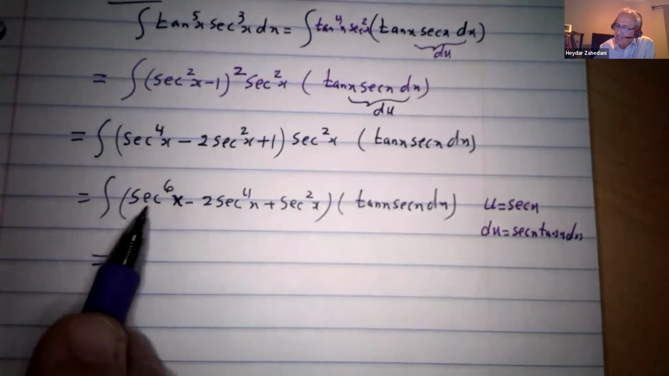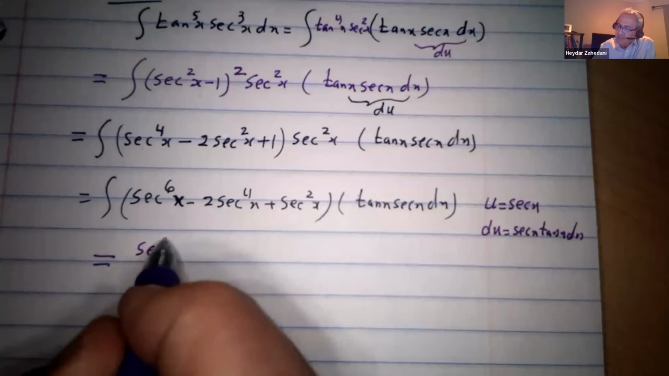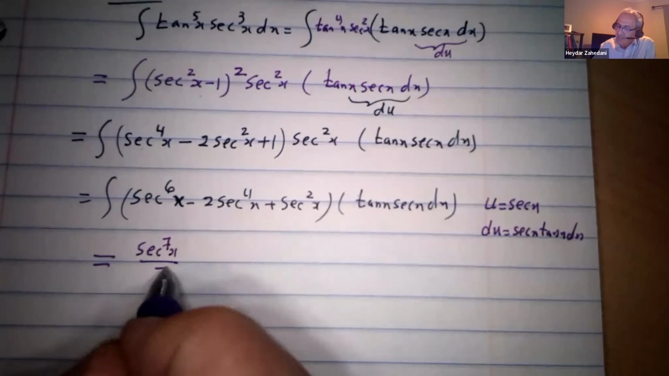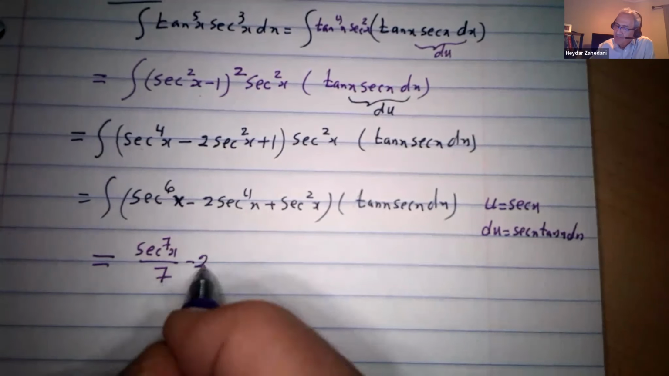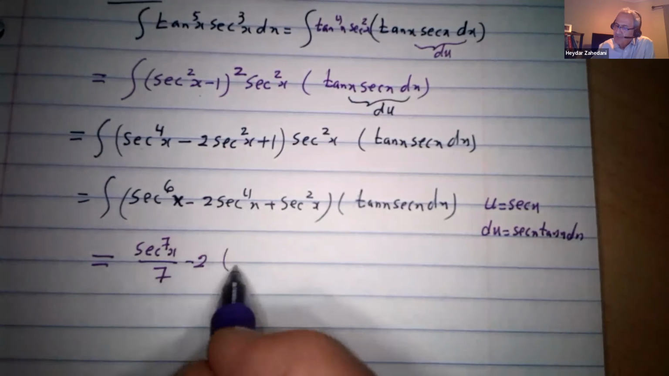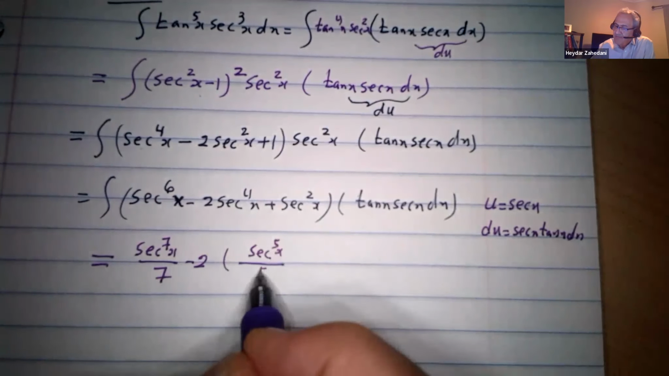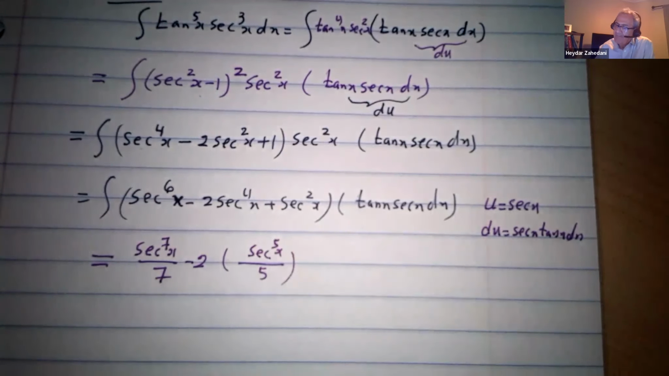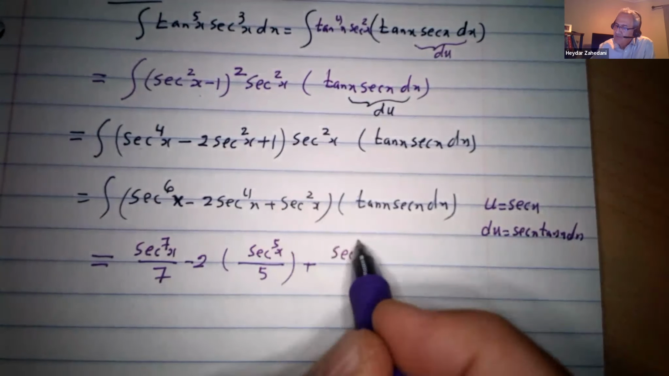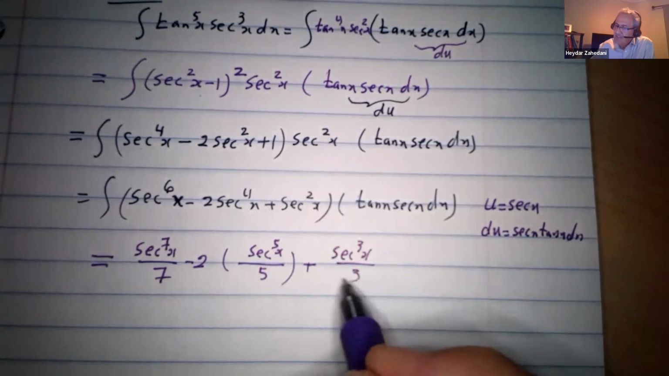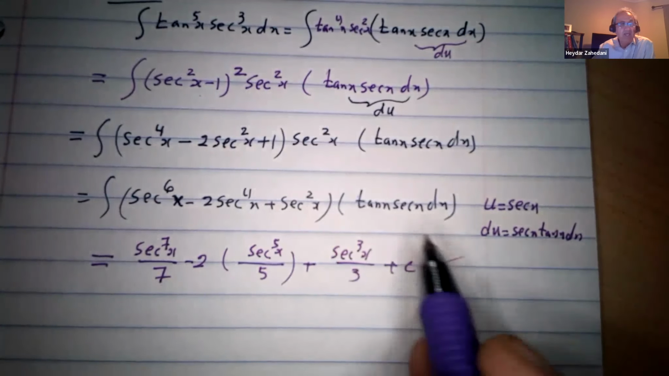So this first one is like u to the 6, so u to the 7, secant to the 7th x over 7. Done. Minus 2. This is just u to the 4th, so that gives you secant to the 5th x over 5. Done. This would be like u squared, so that gives you secant cubed x over 3. Done. Plus the constant c. You see? Nice integral.